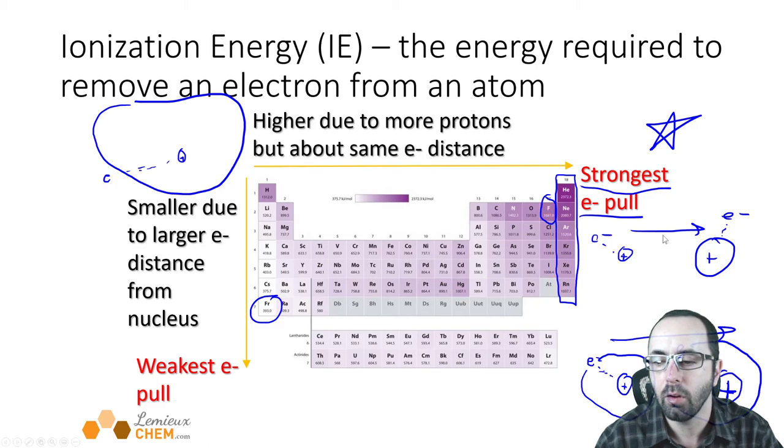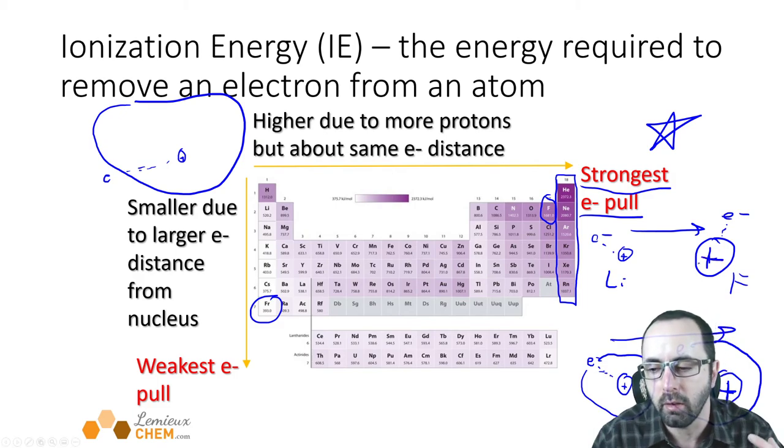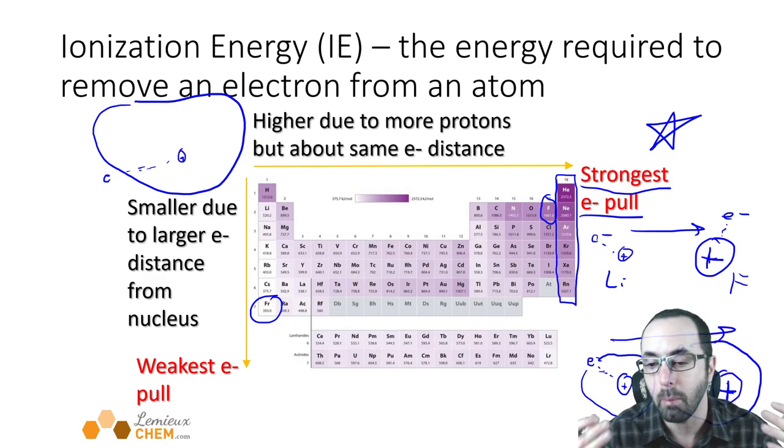However, for fluorine, the electrons are very close, and it has a lot more protons. Let's say this is lithium here, and this is fluorine. It has a lot more protons than lithium, so it has a much stronger positive charge and a much stronger pull on these electrons. So the pull gets higher and higher as you go left to right, and gets smaller and smaller as you go top to bottom. So we get the strongest pull at the top right of the periodic table and the weakest pull at the bottom left. And so ionization energy is basically a measurement of how strongly that nucleus is holding on to its electrons.